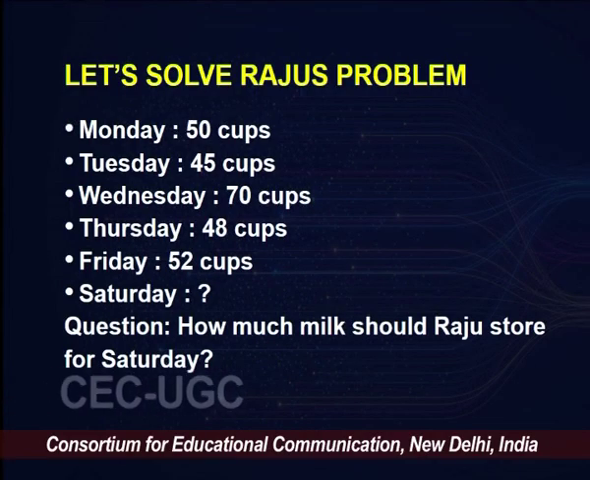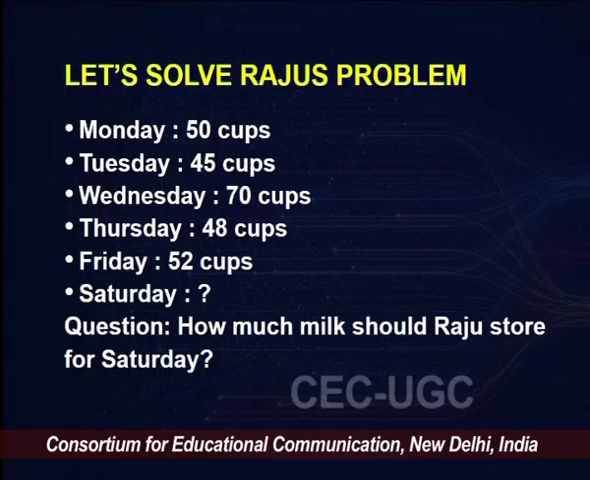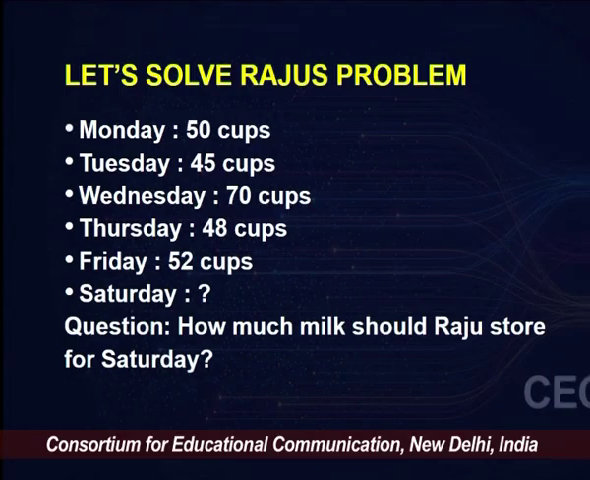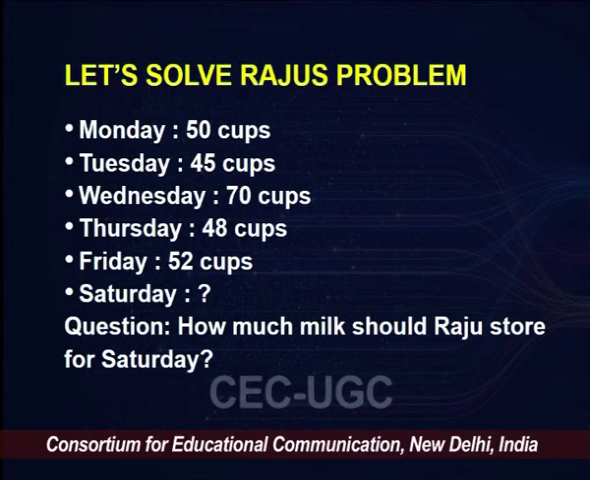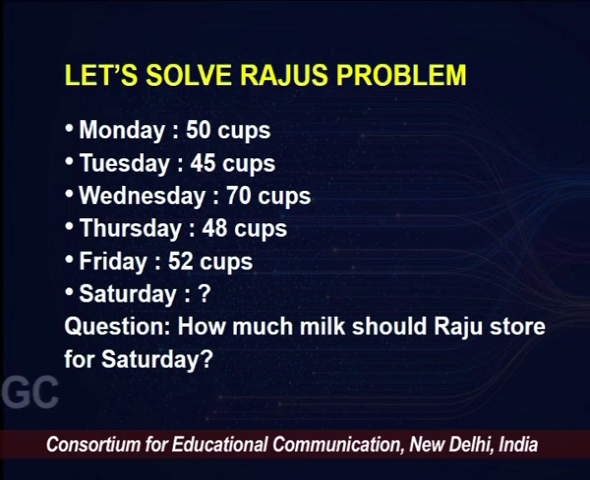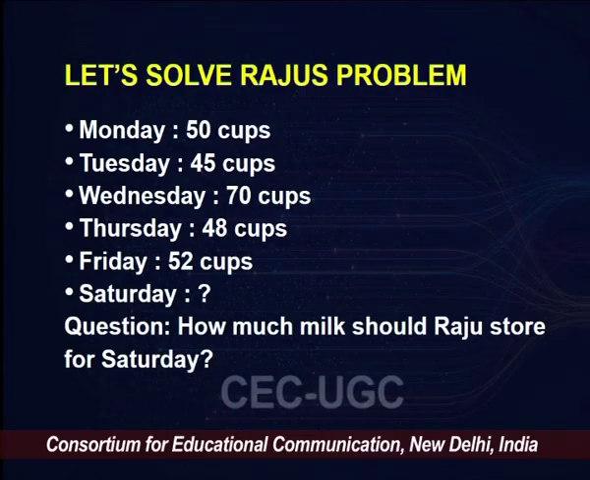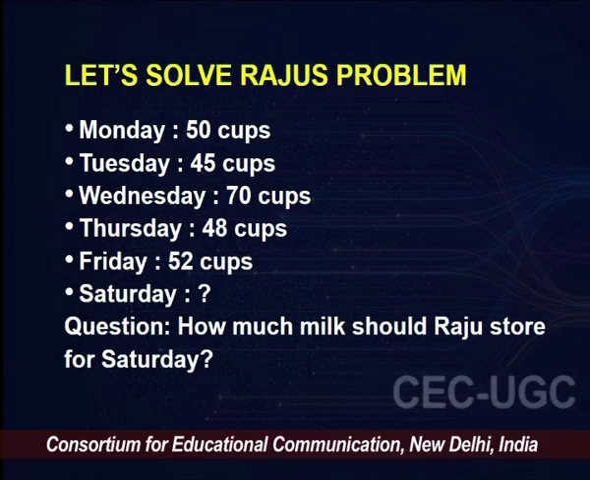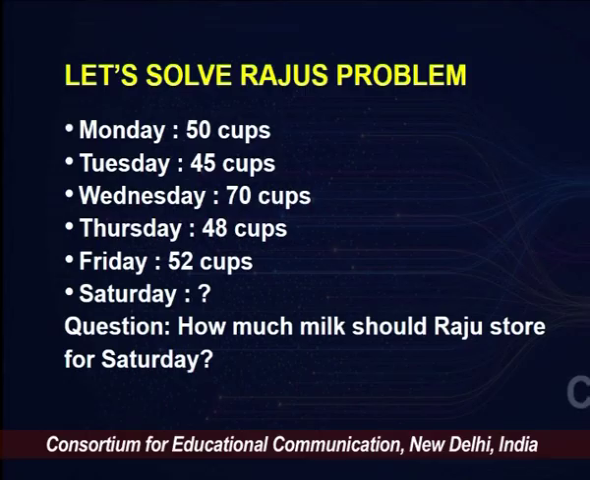Now let's get back to a problem. We had to begin with Raju's problem, so let's solve it. What was Raju's problem? As you can see on your screen, Raju sells different numbers of teacups on different days. On Monday, he sells 50 cups. On Tuesday, he sells 45. On Wednesday, he sells 70. On Thursday, 48. Friday, he sells 52. And Saturday, how much should he sell? Now, the question is, how much milk should Raju store for Saturday? If you would see, this is not an easy question. This is a very difficult question unless you have data for it.